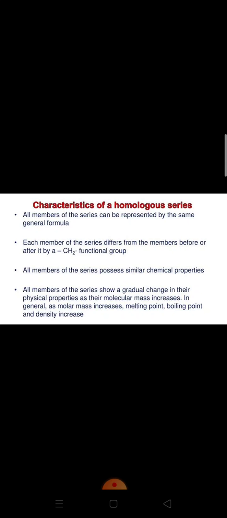Third is all members of the series possess similar chemical properties as they have the same functional group, right? Next, all members of the series show a gradual change in their physical properties as their molecular masses increase. In general, as molar mass increases, melting point, boiling point and the density increase. So these are the characteristics of homologous series.